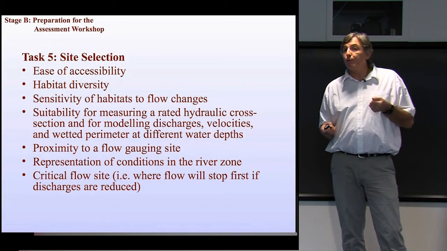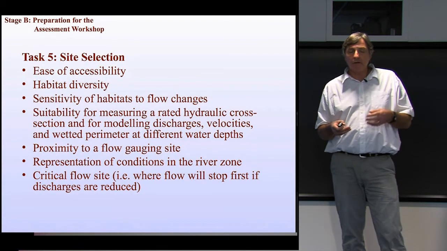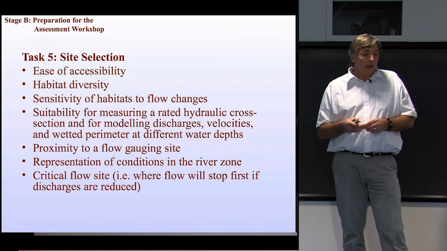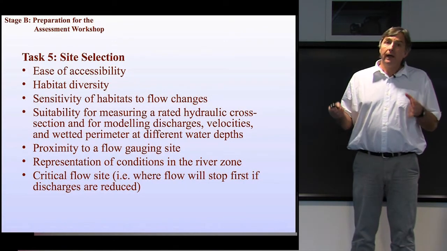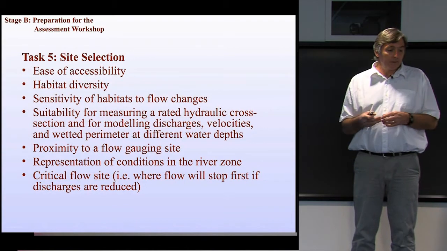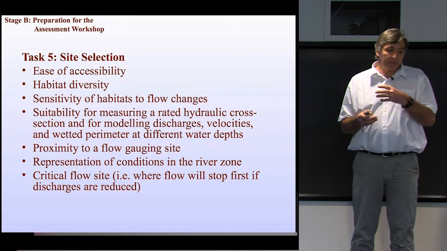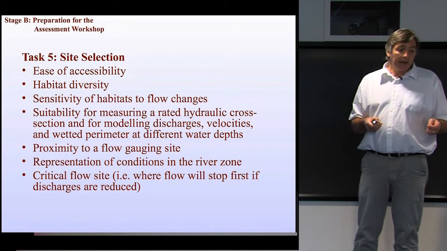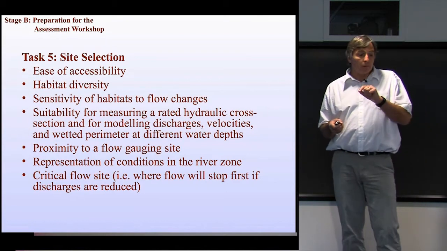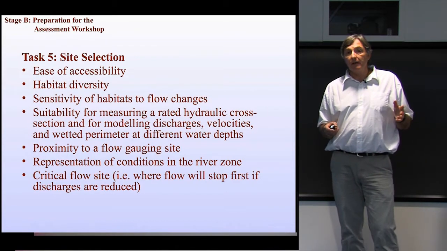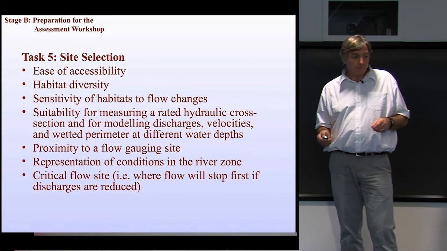The proximity to a flow gauging site, so that we can know what the flow's coming down the river without having to estimate them each time. Representation of conditions in the river zone. Is this a typical part of the river zone? Is it a critical part of the river zone? Is it sensitive to flow changes and so on? And so is it a critical flow site, i.e. where the flow will stop first if discharges are reduced, so that you're getting the most sensitivity to flow changes.